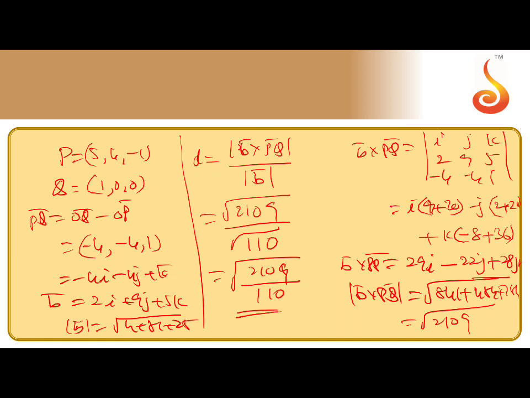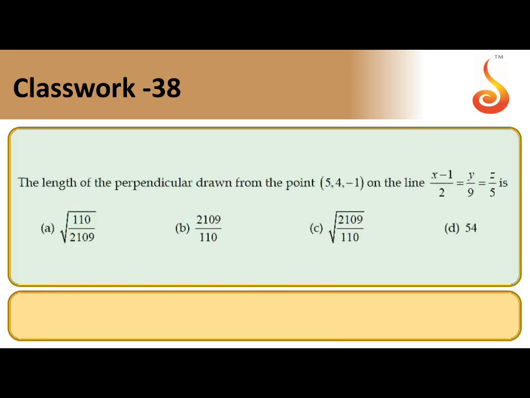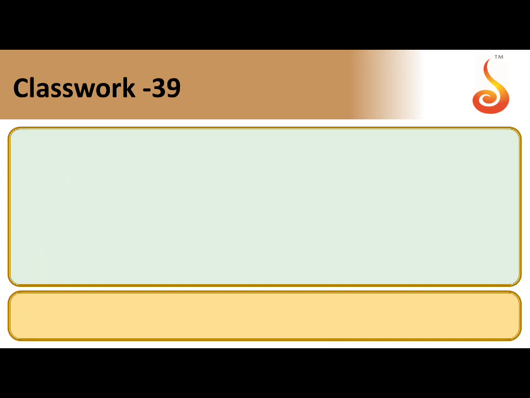This is a little long question, but it should be solved. It's a very good question for Mains. CET won't ask such a lengthy question, but you should learn the concept here. Clear? So check the options. Which option is matching? Root 2109 by root 110. Option C is the right answer.